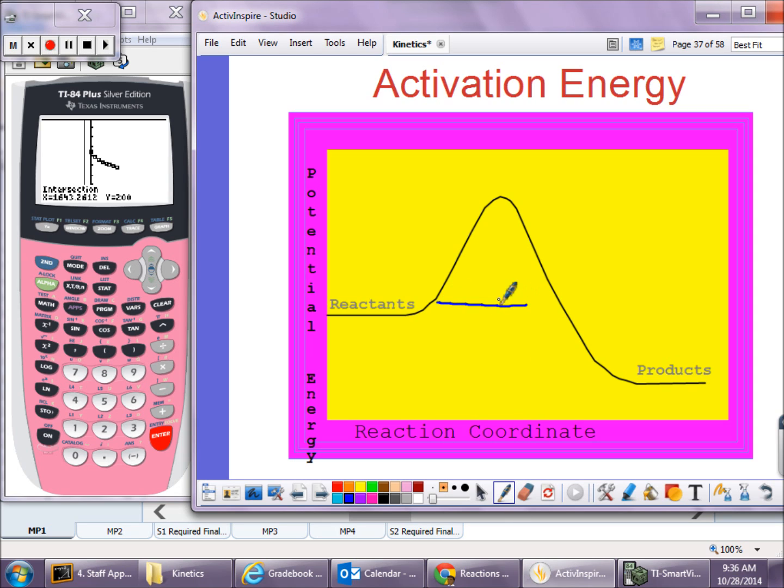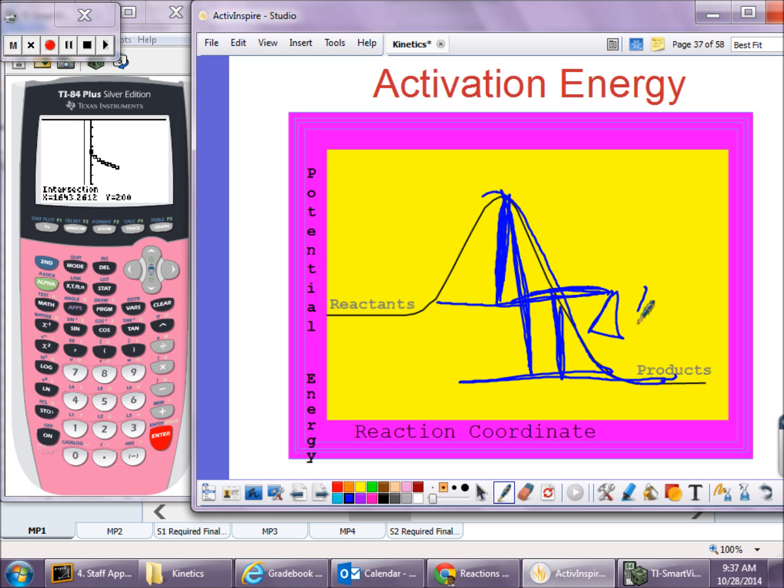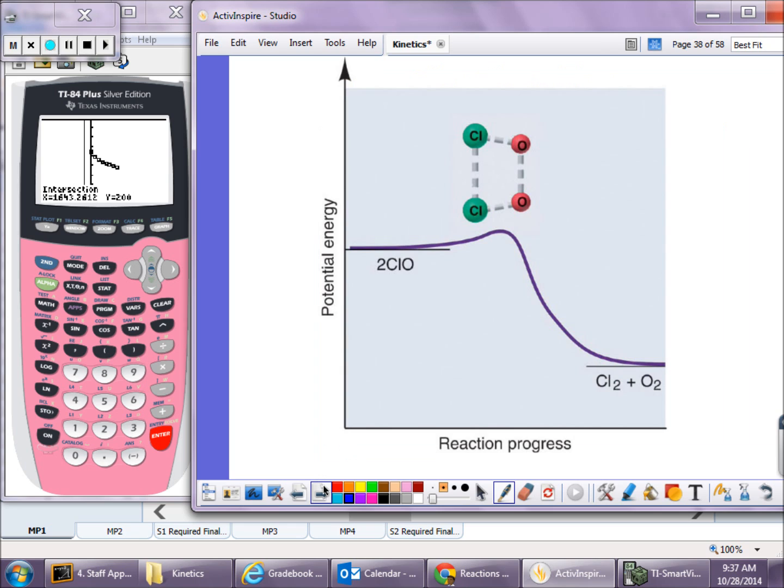If from here to here is the activation energy for the forward reaction, for the reverse reaction, if we are going the other way, the activation energy will be from here to here. And the difference between the activation energy of the forward reaction and the activation energy for the reverse reaction is your delta E, your delta H. And remember, activation energy is always positive. You need to add heat for the reaction to take place.